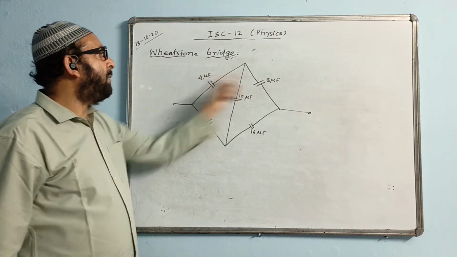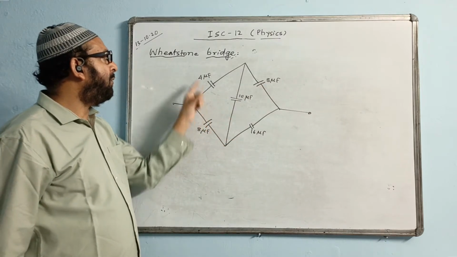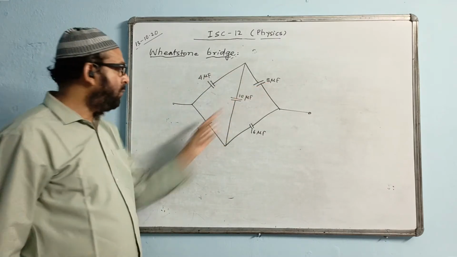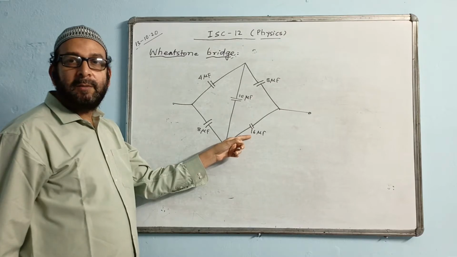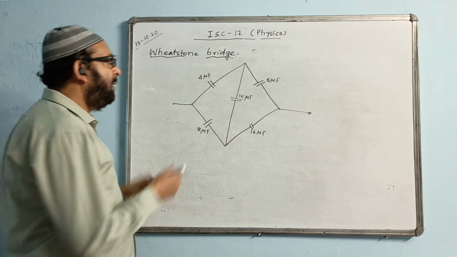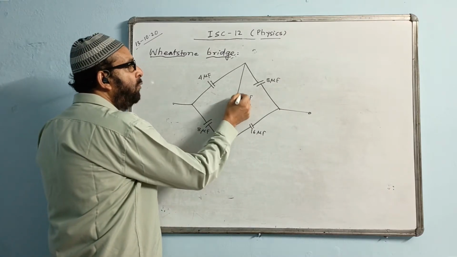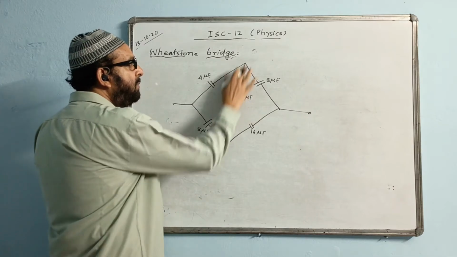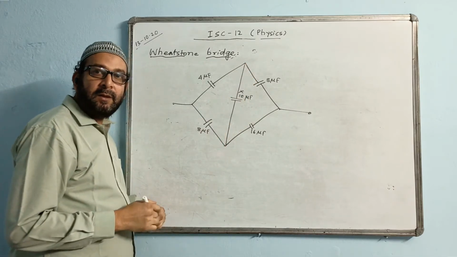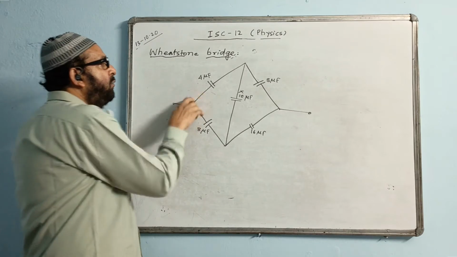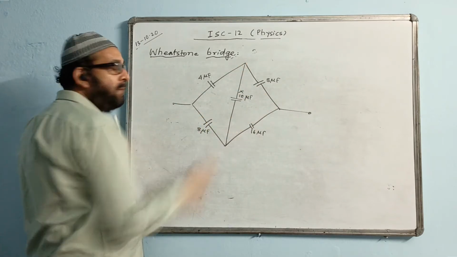We take the ratio again. This by this and this by this ratio. Are they equal or not? 4 by 8 is 1 by 2, and 8 by 16 also is coming 1 by 2. That means the ratios are the same. That means this part will have no charges flowing. This will be out of the circuit. This part will not be considered a part of the circuit. That means these two will be in series and these two will also be in series.